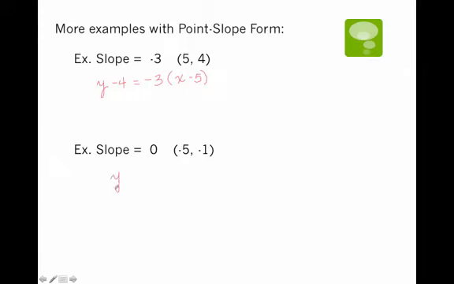And here I've got y minus negative 1 equals my slope of 0 times x minus negative 5. Well, let's see what happens when we simplify that. I've got y plus 1 equals anything times 0, of course, is 0. And let's see if that makes sense. Really, that tells me that y is equal to negative 1, which is exactly what I would have expected for a slope of 0, because I would have a horizontal line. So we just proved our point.